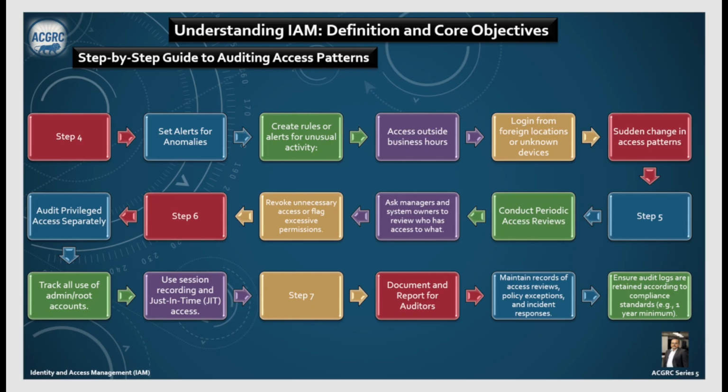Conduct periodic access reviews. Ask managers and system owners to review who has access to what. Revoke unnecessary access or flag excessive permission. The next is audit privileged access separately. You have access and you have privileged access. Privileged access should go for more detailed scrutiny or review to see why it was requested and what was the need for it. You need to ensure that you have a mechanism.